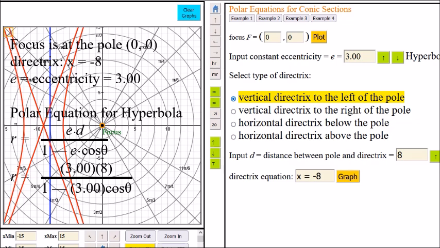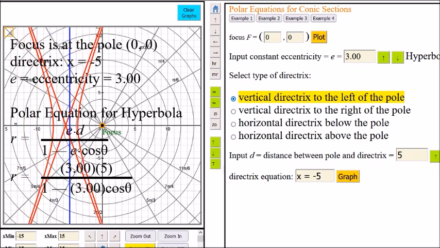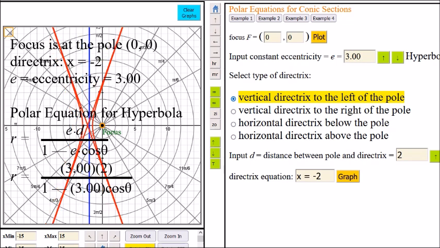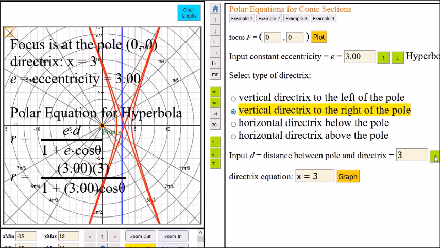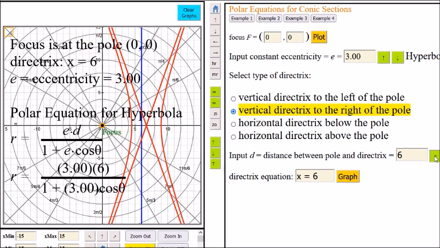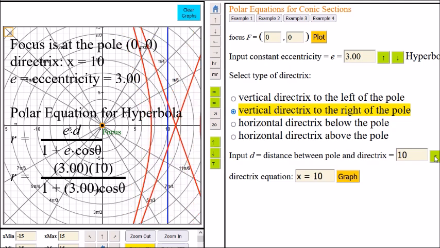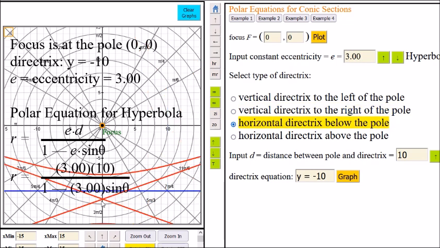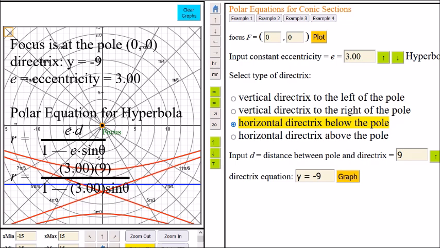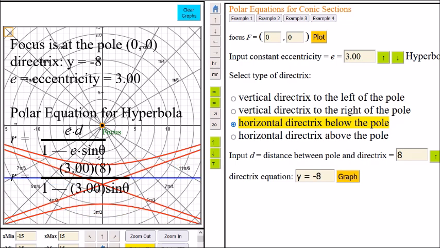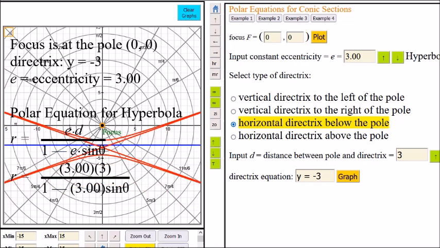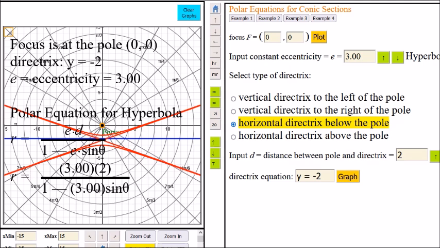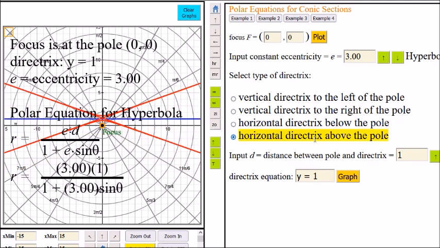And now let's change the directrix. And now let's move the vertical directrix to the right side of the pole. And now let's make the directrix horizontal and below the pole. And now let's make the directrix horizontal and above the pole.